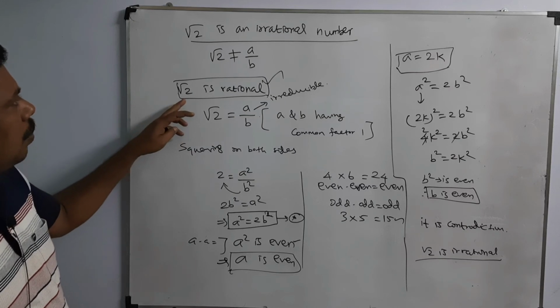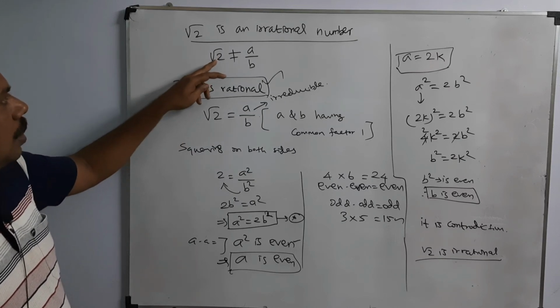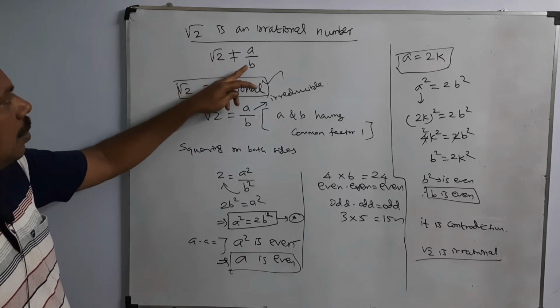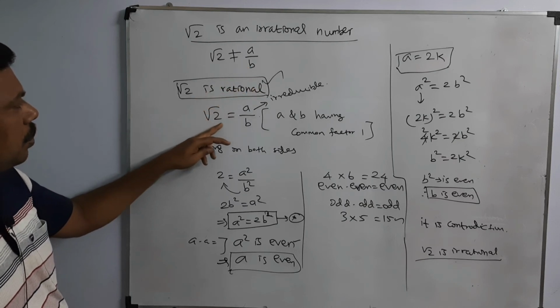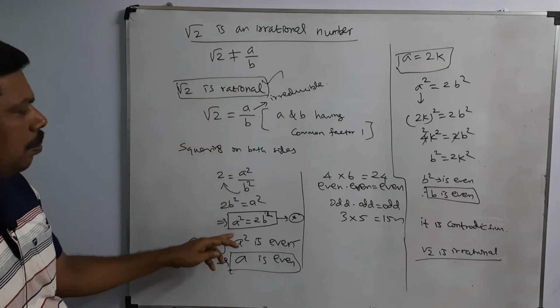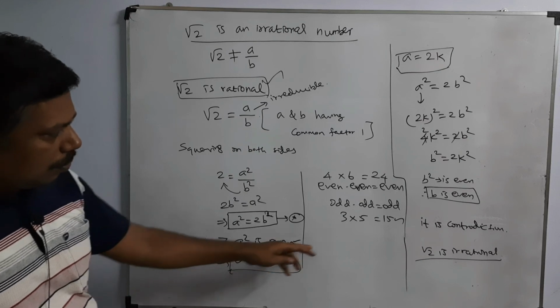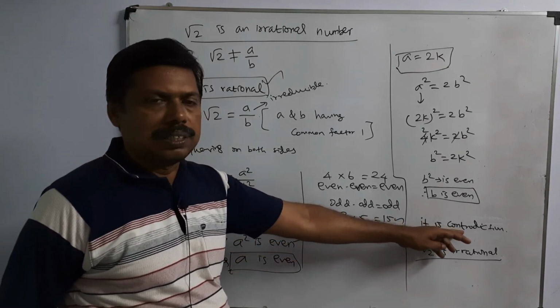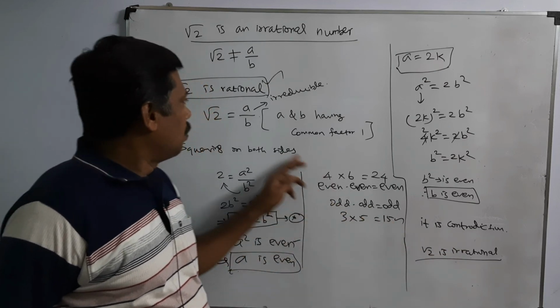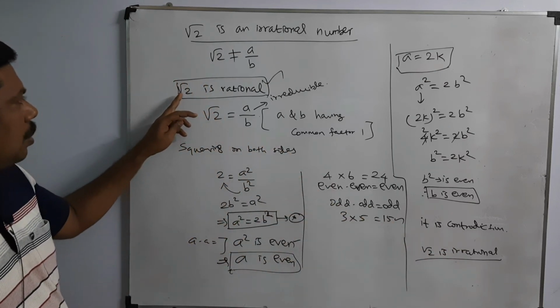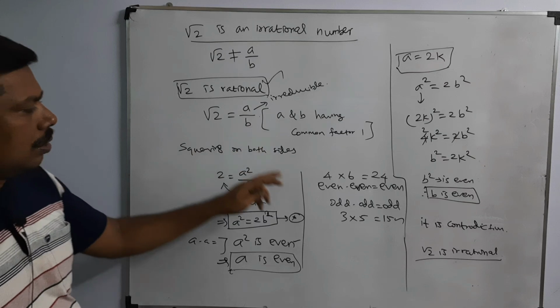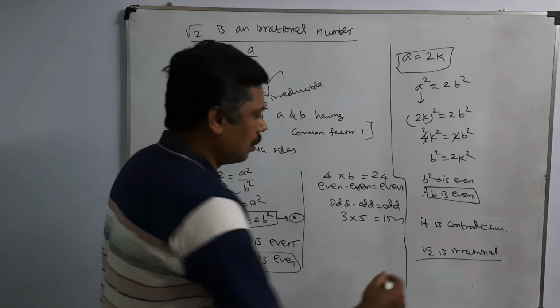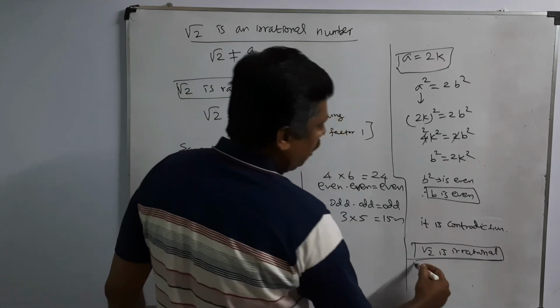Again, I explain this. Root 2 being irrational means we cannot write it in a by b form. Suppose we try to write it in a by b form, all the steps lead to a contradiction. Therefore, our assumption is wrong. What is the assumption? Root 2 is rational. So we finally get that root 2 is an irrational number.